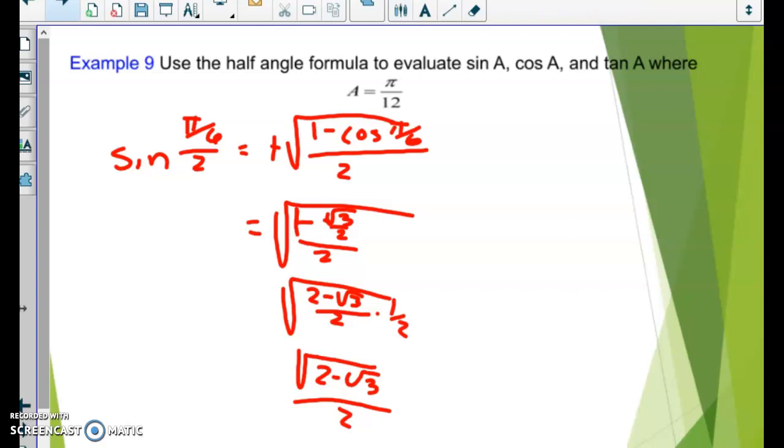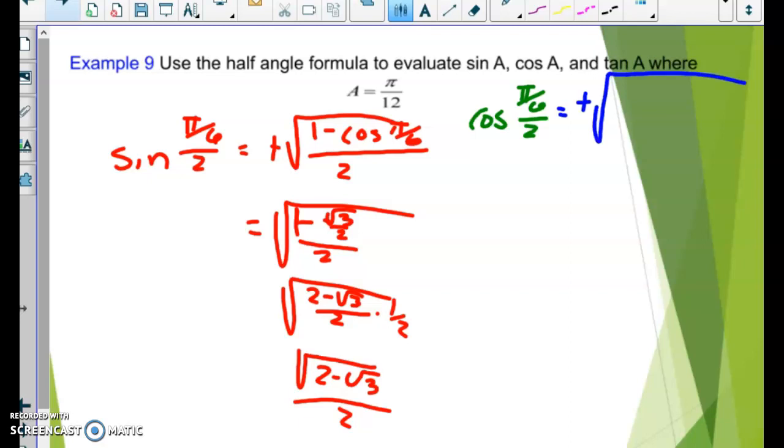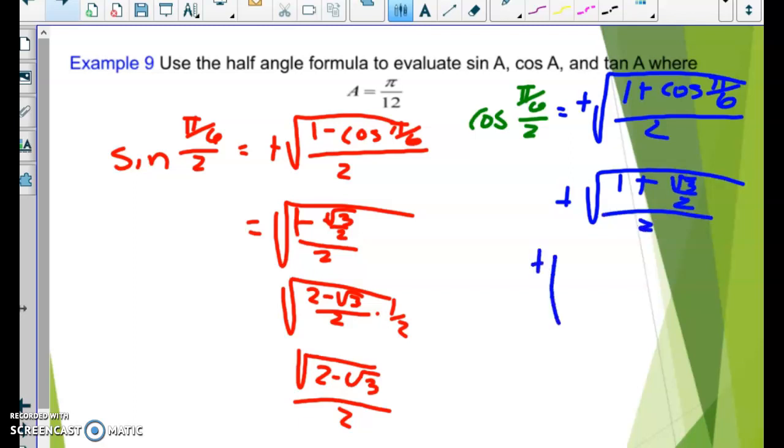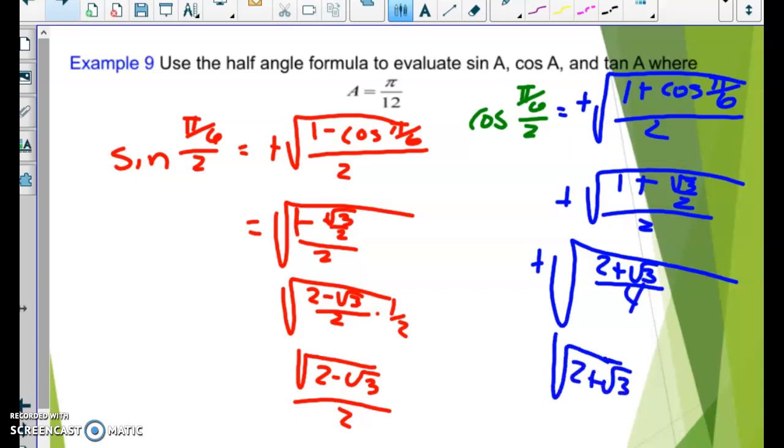Let's see if we can do the cosine of the same thing. And we get pi over 6 over 2. Plugging into my formula, and again, first quadrant, I'm going to be positive. I'm going to say 1 plus the cosine at pi over 6, all over 2. The cosine at pi over 6 is root 3 over 2, all over 2. 2 plus square root of 3 over 4. 2 plus square root of 3 all over 2, simplifying it.